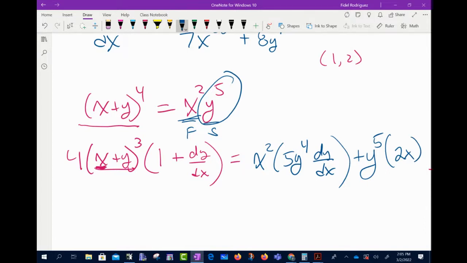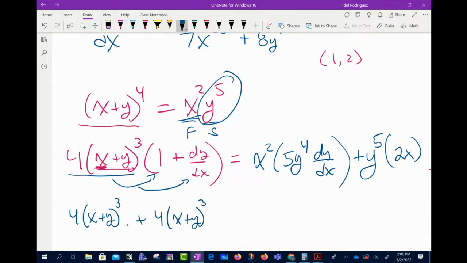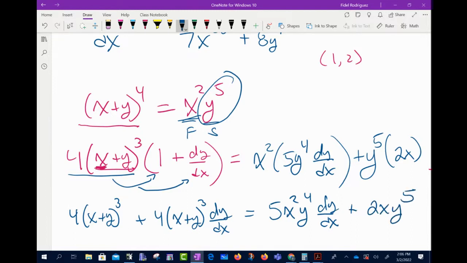Okay, so we're going to go through in pieces here. First step, y'all, I'm going to take this guy, and we're going to distribute it to both of those parts. So we have a (4x + y^3) plus a (4x + y^3) dy/dx equals an x squared. Let me put the 5 in front. You put the 5 in front, x squared, y to the fourth, and then a dy/dx, plus a 2x and a y to the fifth.